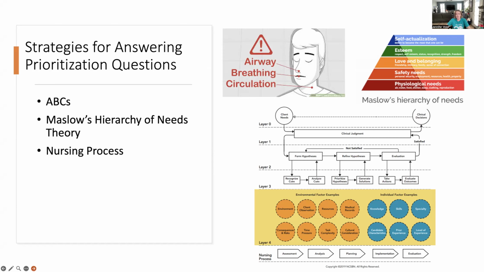Our strategies for answering prioritization questions are ABCs, which I'm going to explain individually, Maslow's hierarchy of needs, and the nursing process. The nursing process is this crazy image you're seeing here with all these layers, but really we're going to focus on that very bottom part: assessment, analysis, planning, implementation, and evaluation. I'll get you there in just a minute.